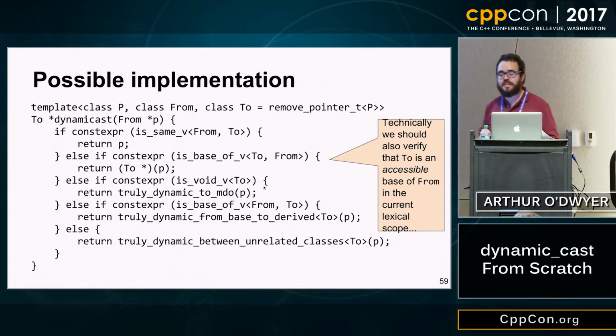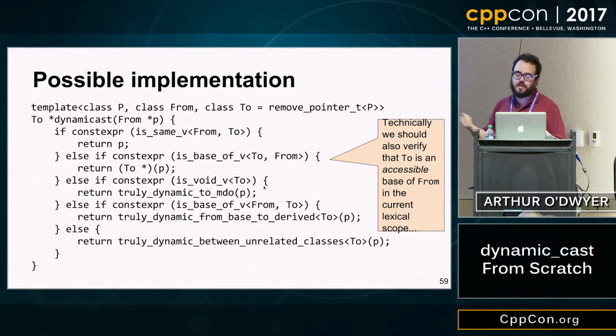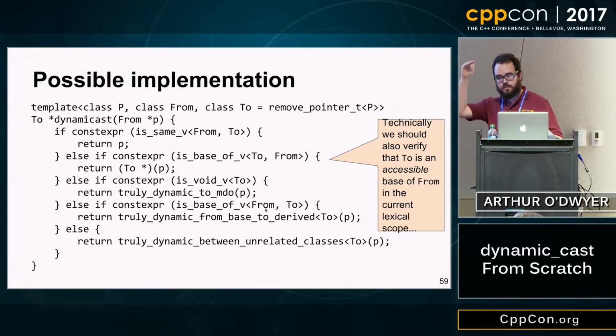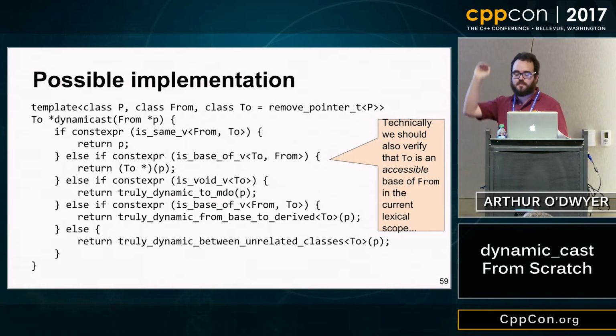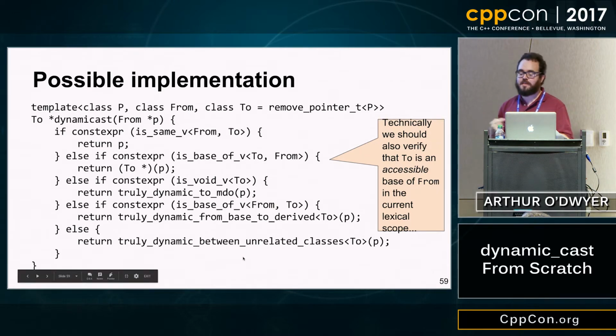Then, if we're casting to void star, that means the user is asking for a pointer to the most derived object, and they don't care what it is. So I'll just return the most derived object, and I'll show code for that in the next slide. If we're casting from the base down the hierarchy to a derived class, I've got some code for that. And otherwise, we have unrelated sibling classes, and we're casting between them.